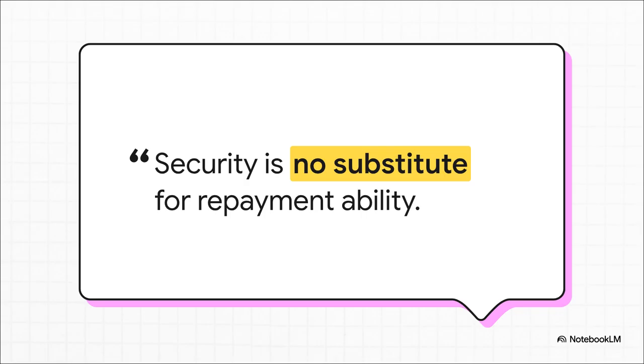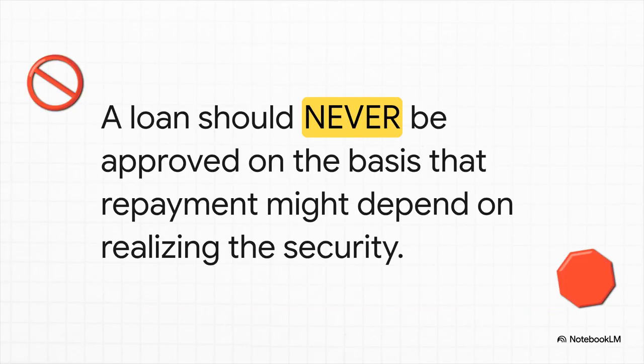Collateral is only ever a fallback. It is never, ever the main reason you approve a loan. And that leads to a really simple test. We must lend expecting to be paid back from the borrower's actual business operations, not from selling off their assets.